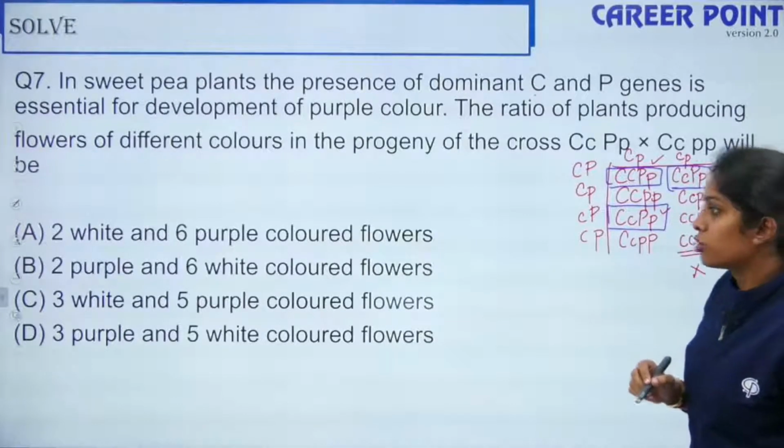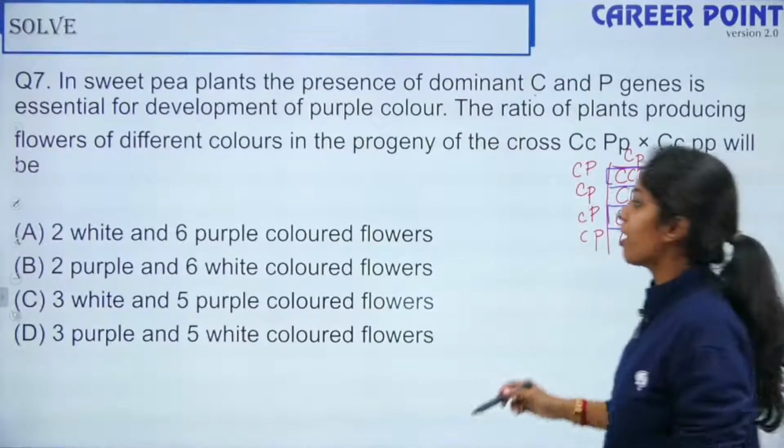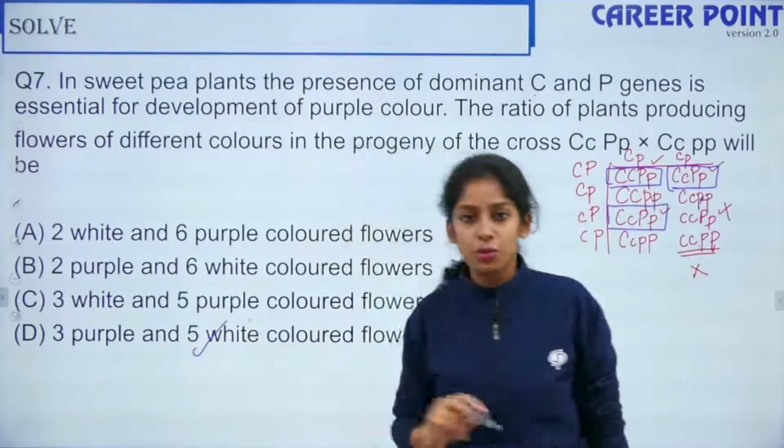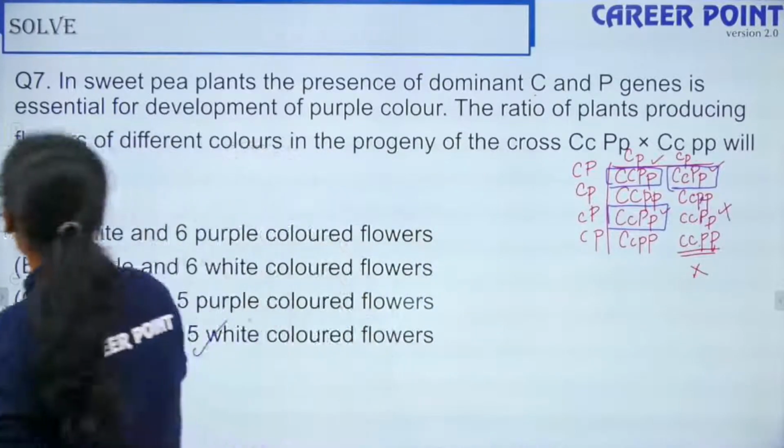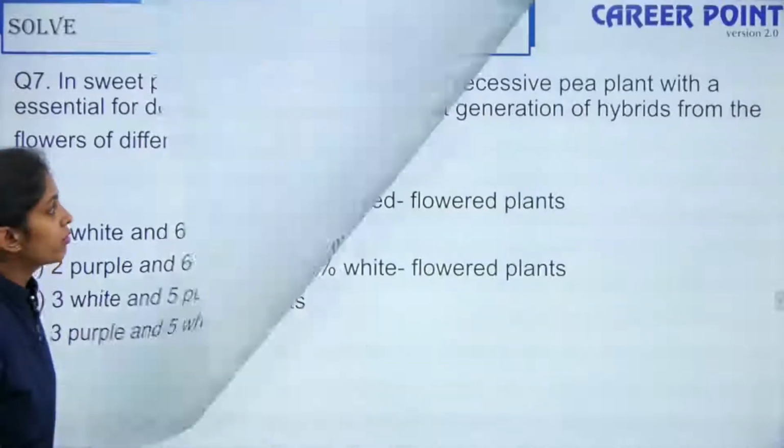So we have almost 3 purple, right? And 1, 2, 3, 4, 5 and 5 white color flowers. So this is option D. So this is how you solve questions of this type. But if you start practicing, yes, you can do it at a faster rate.